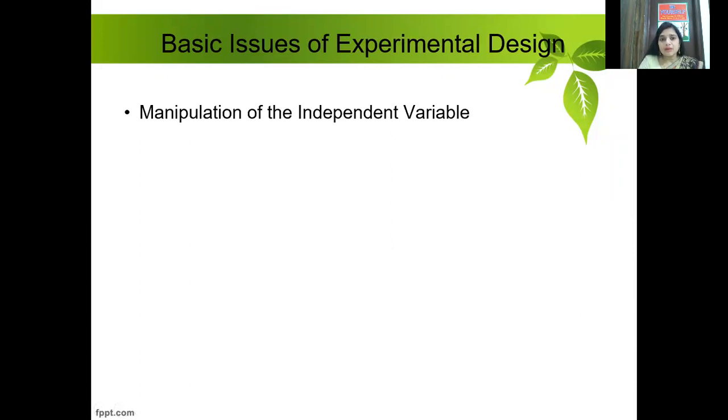Manipulation of the independent variable. We always manipulate the independent variable. The variable on which we are measuring its effect is the dependent variable. As the name says, dependent, that variable is dependent on something, and that dependency is on the independent variable. And the independent variable is the only variable which can be manipulated here. The dependent variable is always checked with the help of manipulating the independent variable.